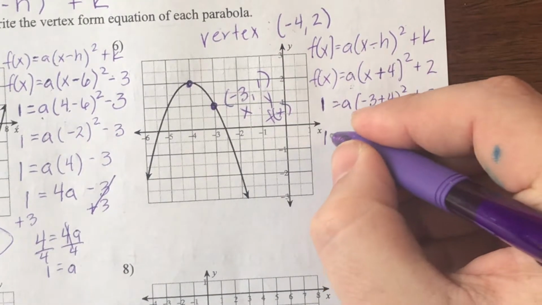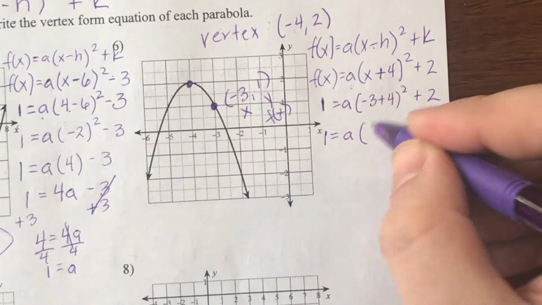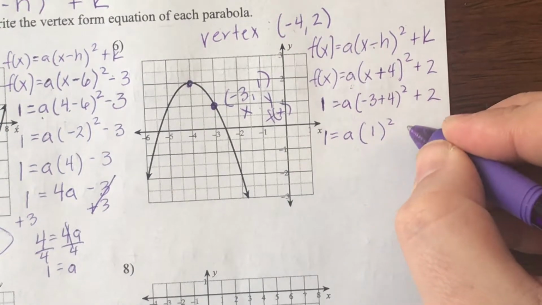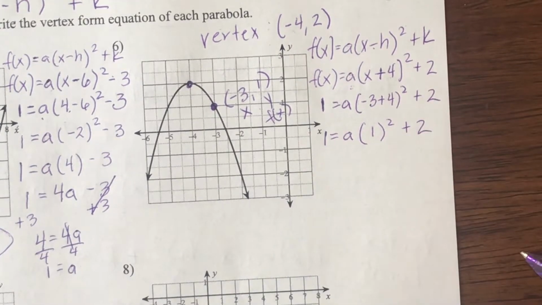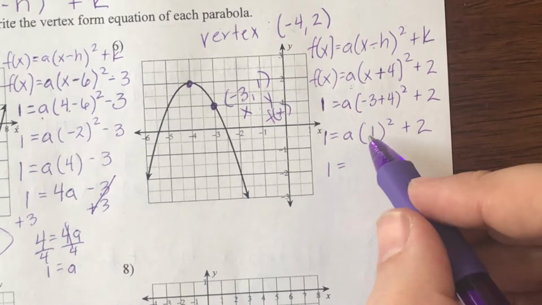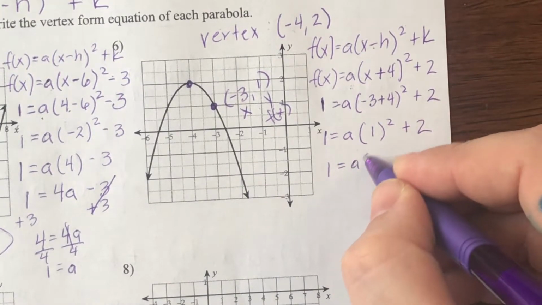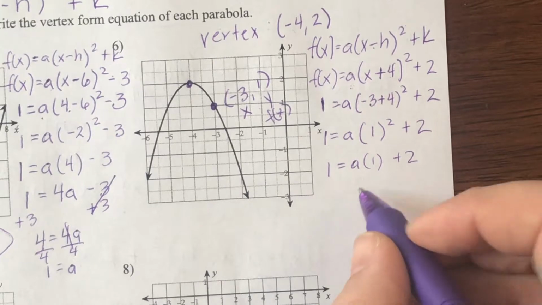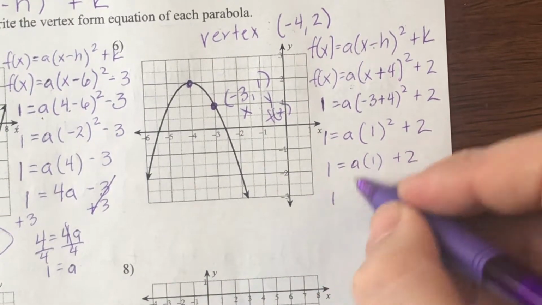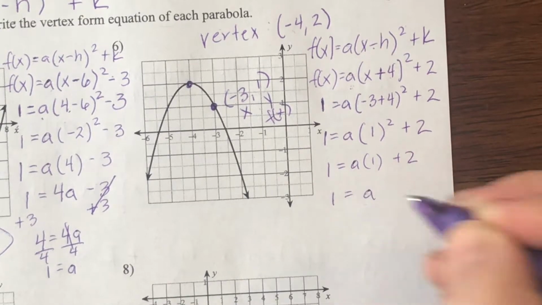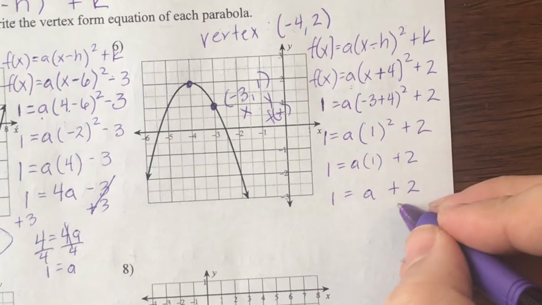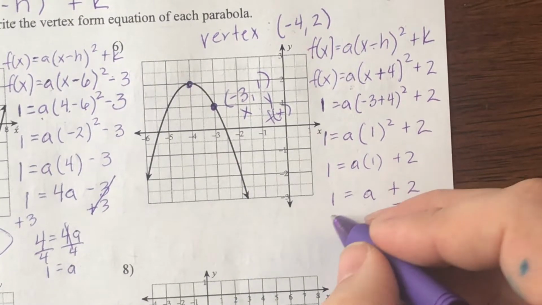So you get 1 is equal to a times -3 plus 4 would be 1 squared plus 2. And then you get 1 equals, well, 1 squared is just 1, so that's a times 1 plus 2. And how can I write a times 1? Well, anything times 1 is itself. So that's just simply a plus 2. And then I'm just going to subtract 2 from both sides in order to isolate a.